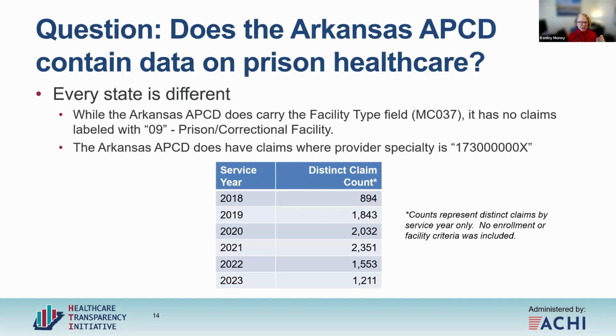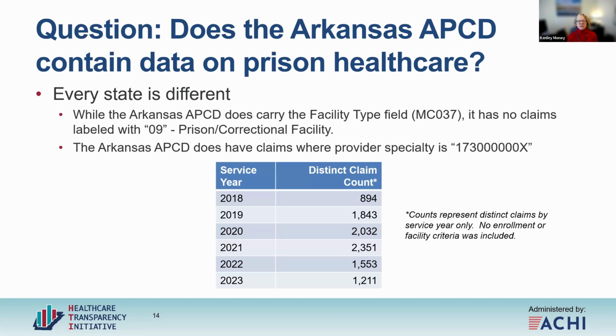And I just included for your information some very high level counts. There are very few restrictions on these counts, save the year, and they just represent distinct claims by service year. These counts are not answering any analytic question except to show that there are some claims out there with the taxonomy code that represents prison-like healthcare. So if you have an analytic question that requires that particular type of information, this might be helpful to you.